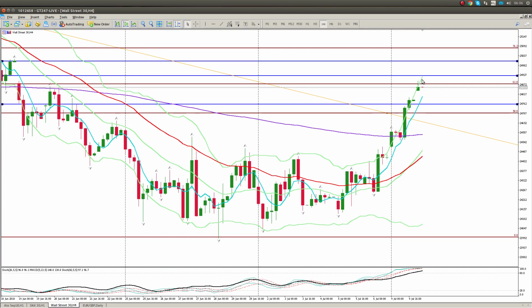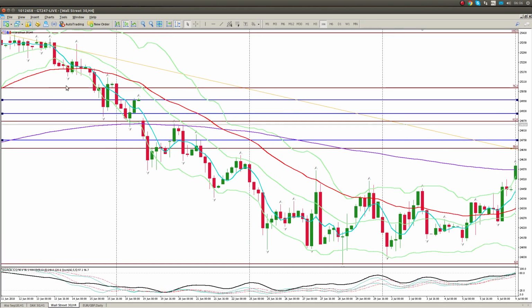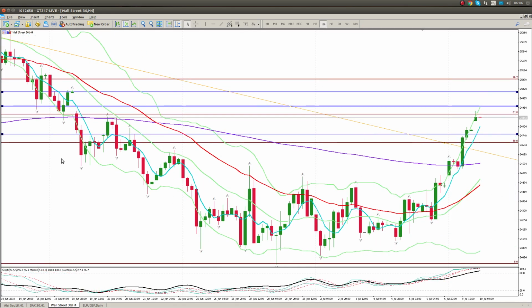Could be an area where we find some sellers come in, but there are some magnets to the upside. So I suspect we either consolidate or maybe close this gap and then move to the upside. But for now, this is an uptrend. We have trended down very strongly, and we consolidated, and we're now trending up.